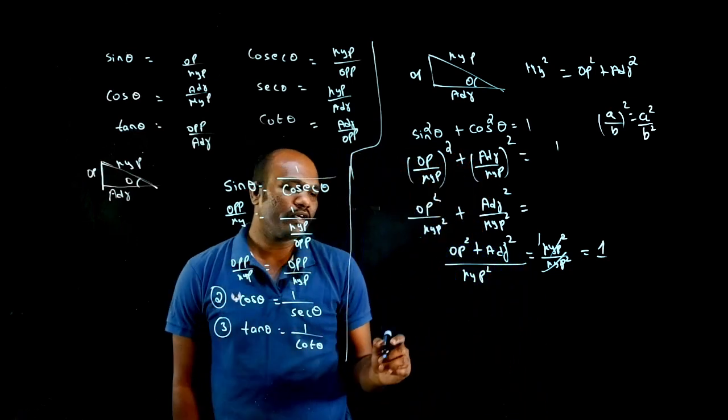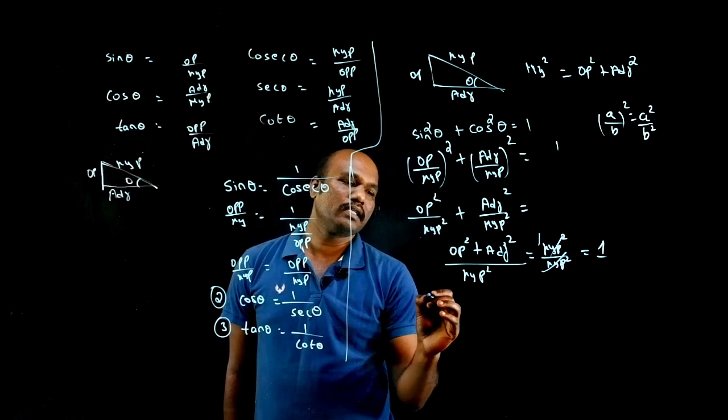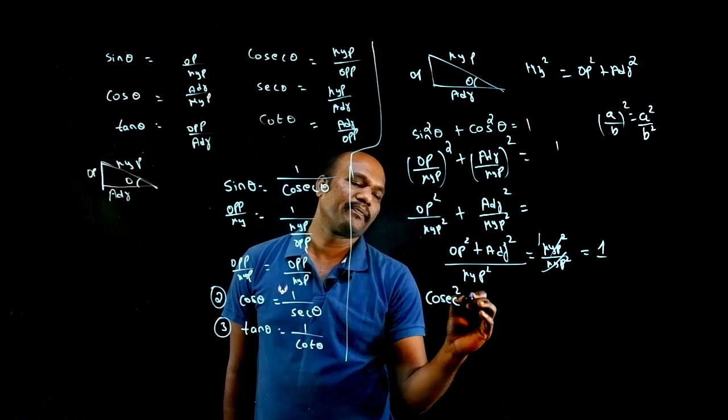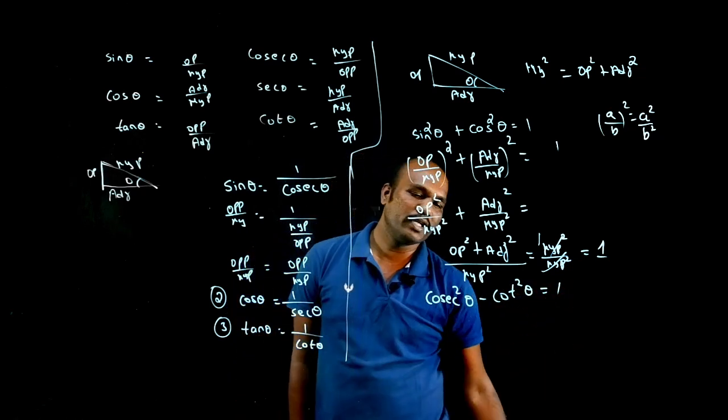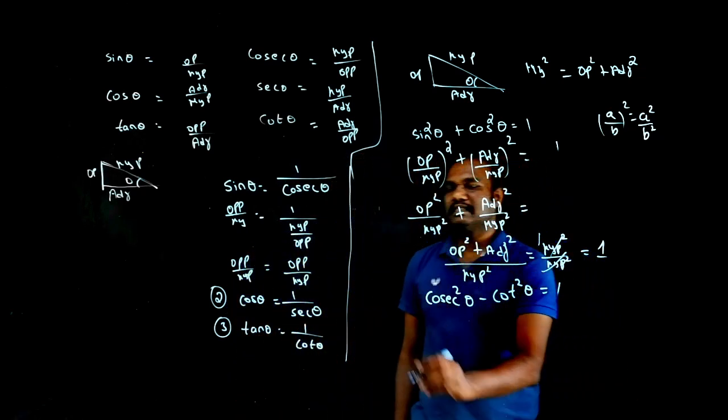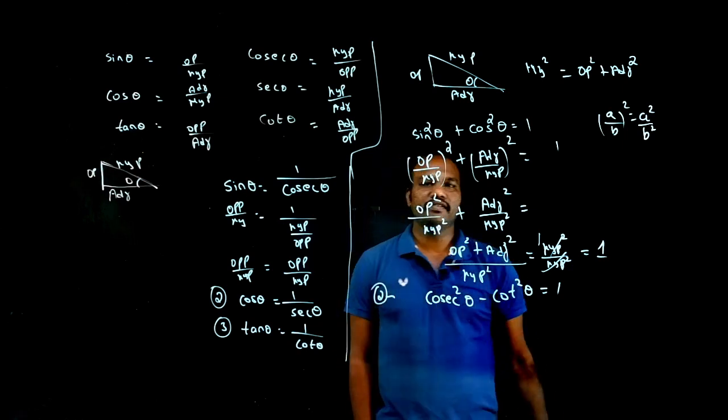The next proof, before going to the next frame, let's prove another one, that is cosecant square theta minus cot square theta is equal to 1. Prove this. Pause the video, try this. This is the second one. Pause the video and try this.